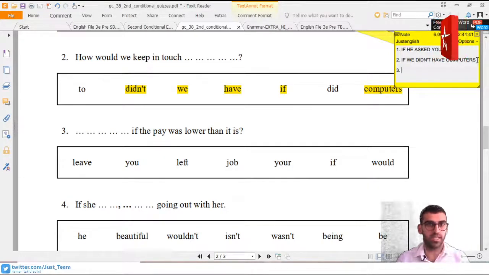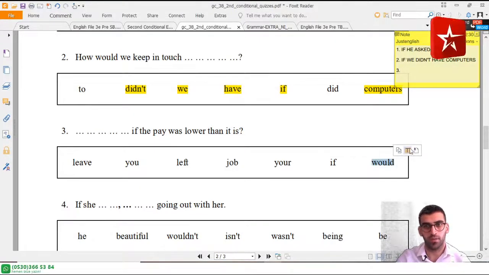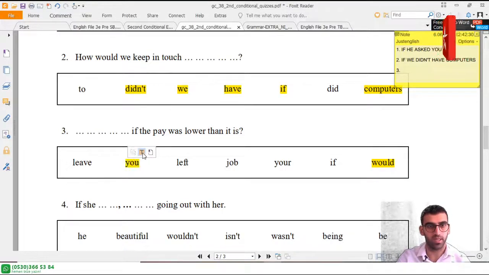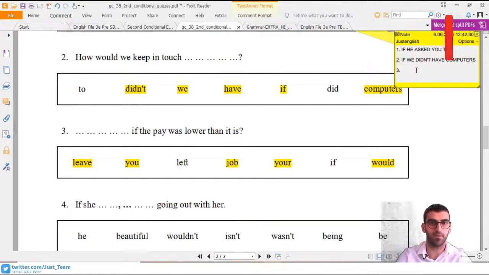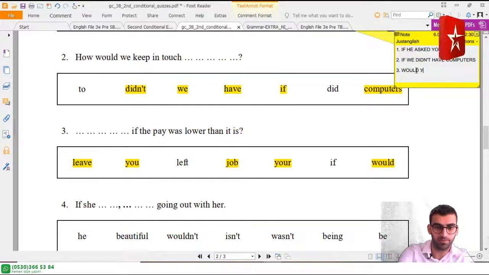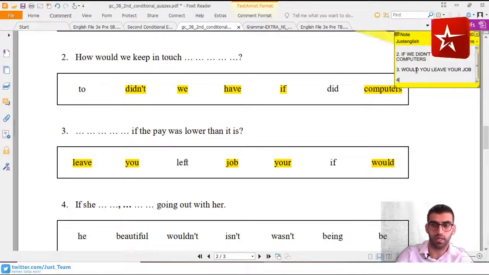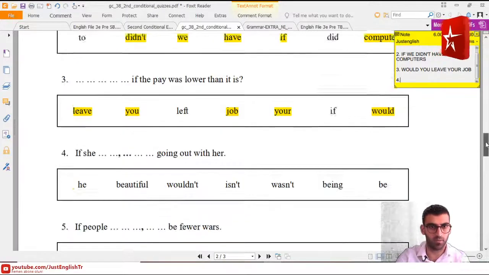If the pay was lower than it is, the question type of sentences always starts with would for the second conditional. Would you leave your job? Yes, would you leave, it means stop working. Would you leave your job? Yes, like 5 words we choose here for this number 3. Would you leave your job? Yes, great. And let's continue with number 4.